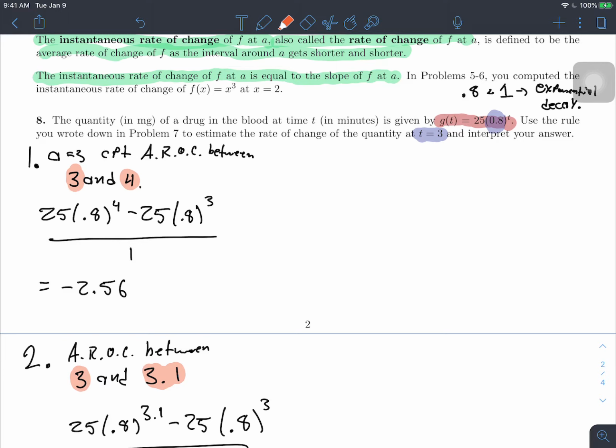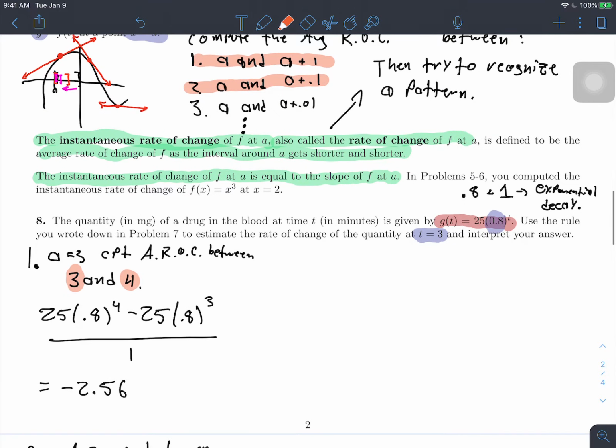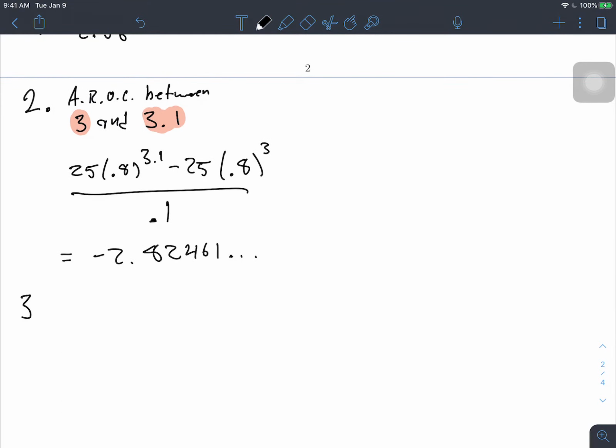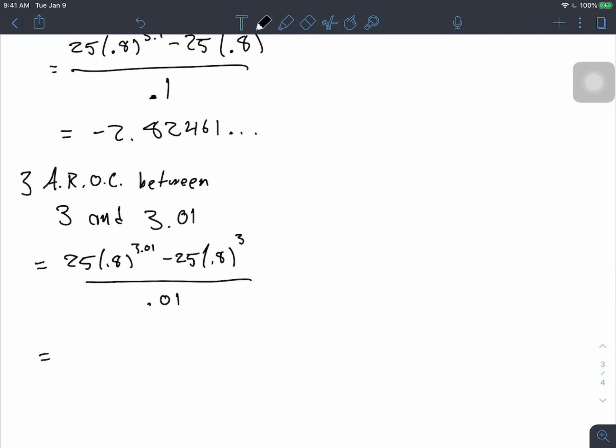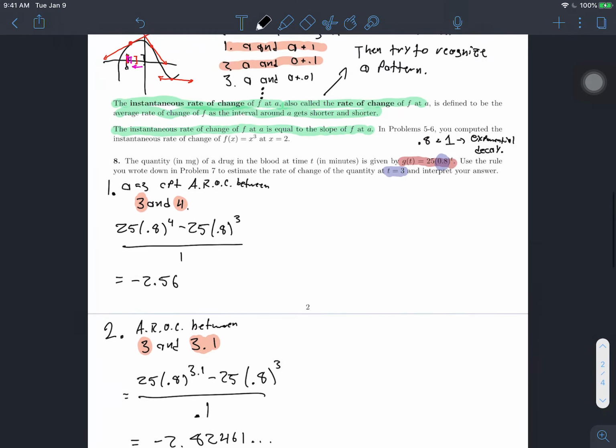Okay, so I computed the average rate of change between those two numbers. And now, guess what? I'm going to let this second number become even closer to 3. I'm just going to add 0.01 this time. So my third step, find the average rate of change between 3 and 3.01. And we get something like, well, we're going to get 25 times 0.8 to the power 3.01 minus 25 times 0.8 to the power 3, all divided by 0.01. And if we plug that into our calculators, we would get negative 2.85305. Okay, something like that. So now we've done steps 1, 2, and 3.